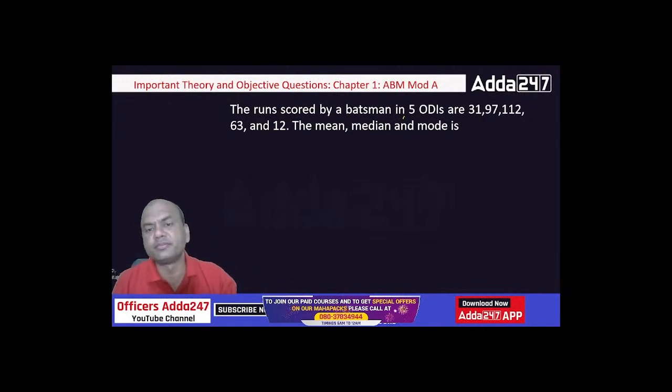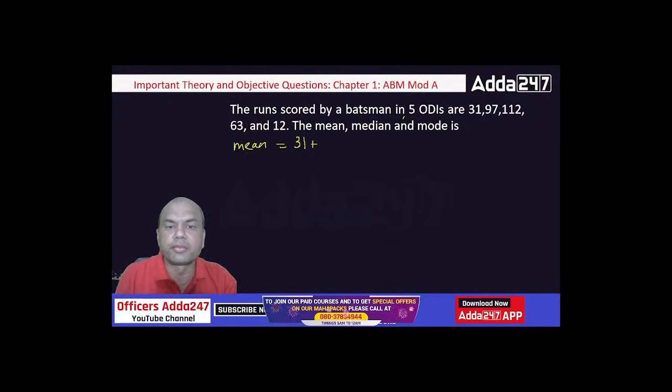How do you find this? Mean, median and mode. Okay, let's find out one by one. Mean means what? Mean is equal to the average. Average is the simplest part. Add all these numbers: 31 plus 97 plus 112 plus 63 plus 12.